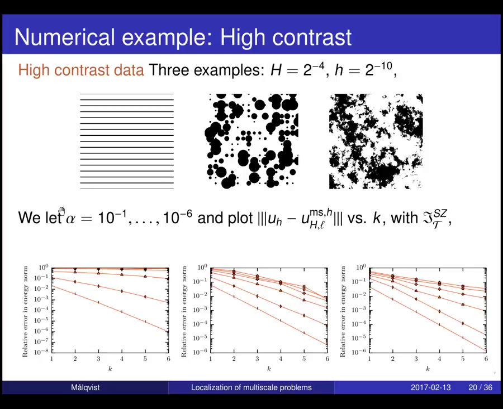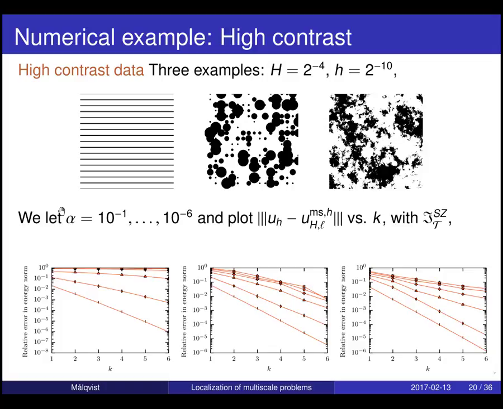Okay, so I have 3 examples with high contrast data. One with these channels, then we have these balls, and then we have this thing which is generated by some random field. Now let capital H be 2 to the minus 4 and small h 2 to the minus 10. Vary alpha from 10 to the minus 1 to 10 to the minus 6. Then we look at the energy norm error versus the number of layers, and that should be a K there, not an L. So that's the number of layers, and then we see what effect we have from truncation. And we use the Scott-Zhang interpolant on triangles here, and I'll get back to what that is.